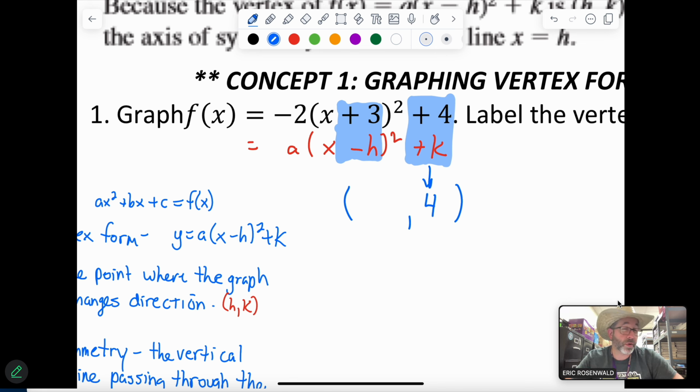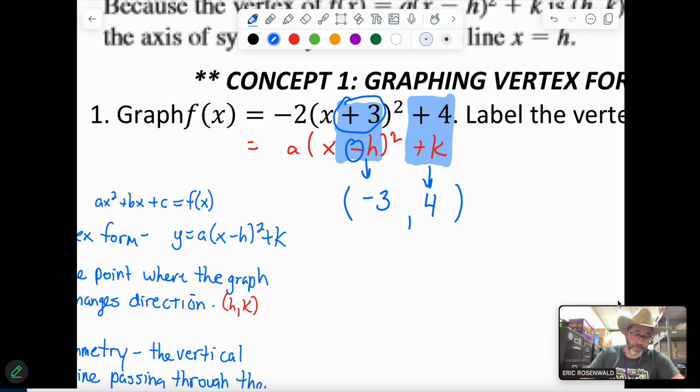If it's a positive 4, it's going to stay a positive 4. But this value right here, you notice how it says minus here? It says to take the opposite of the h value. And so since I have a positive 3 here, the opposite of a positive 3 means that we're going to have a vertex at negative 3. So this is my vertex.